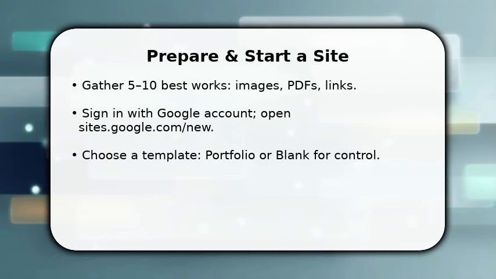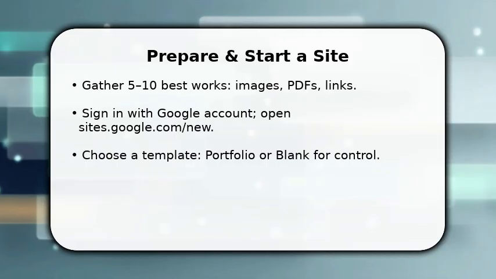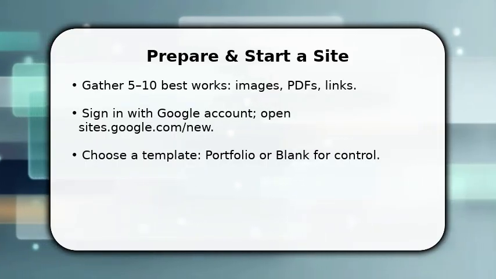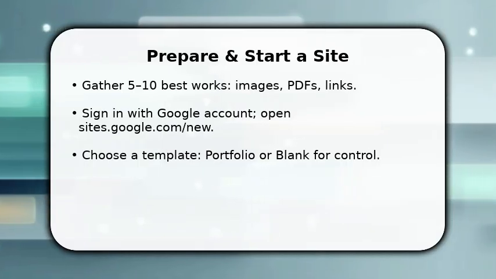You'll begin by collecting the assets you want to show: images, PDF, and live links. Once done, sign into your Google account and go straight to Sites. Google.com/new to create a site. Pick a portfolio or blank template so you have layout and editing speed.